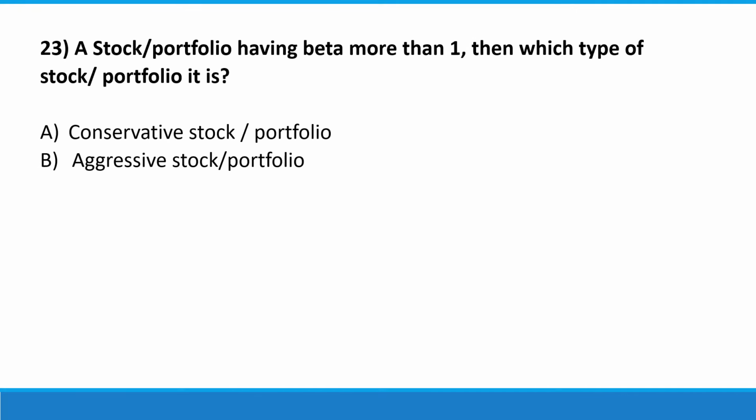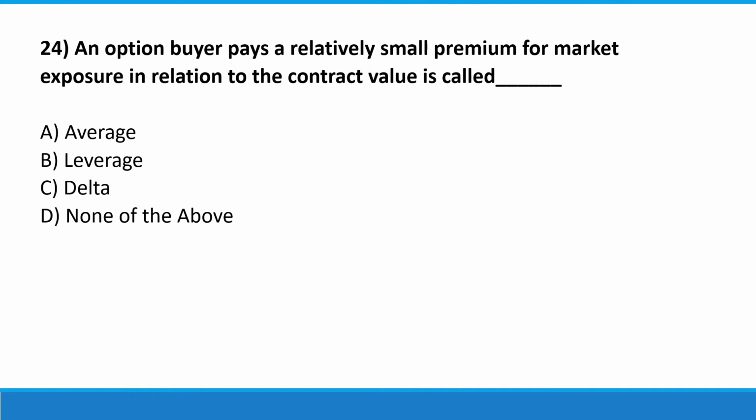Next question. A stock or portfolio having beta more than 1, then which type of stock or portfolio is it? Option A, conservative stock or portfolio, option B, aggressive stock or portfolio. The correct answer is option B, aggressive stock or portfolio. An option buyer pays a relatively small premium for market exposure in relation to the contract value is called option A, average, option B, leverage, option C, delta, option D, none of the above. The correct answer is option B, leverage.